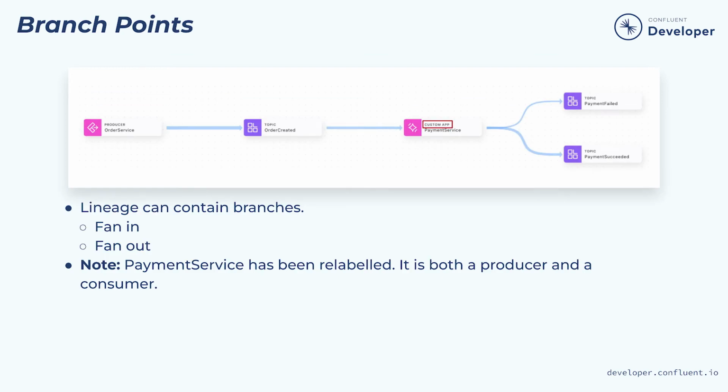Here we see an expanded pipeline with the bottleneck removed. We can see that our payment service is now pushing data to new topics. Payment succeeded and payment failed. Our lineage shows this as a branch in the flow. We can have both fan-in branches and fan-out branches. In this case, we are seeing a fan-out branch. Our consumer has now been relabeled as a custom app because it is both a producer and a consumer.